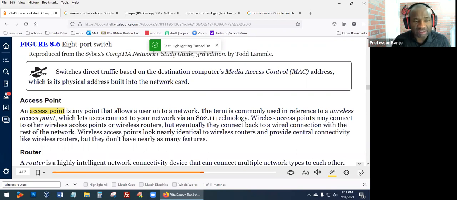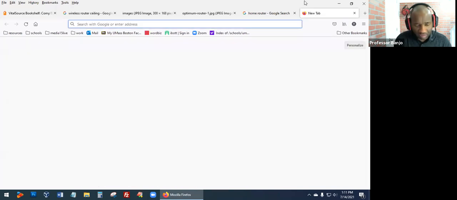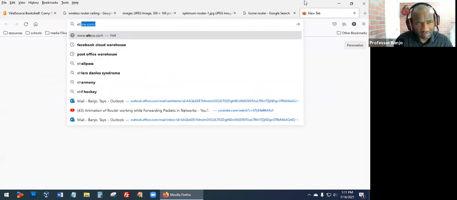Talking about a wireless access point, it lets users connect to the network through 802.11 technology. Now, the 802.11 technology is a group of, shall I say, how do I call it now? It's like rules that were developed. Let me pull this up. Say Ethernet.